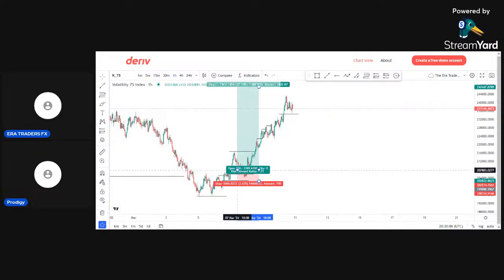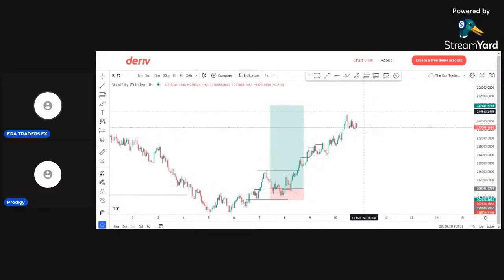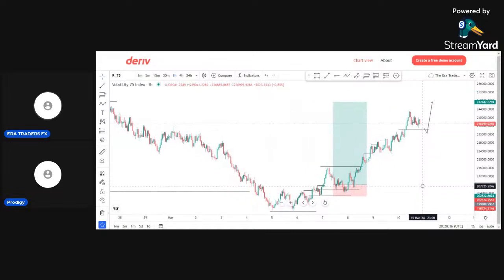But currently, what's price doing? I'm targeting this equal highs because that's the drawn liquidity. So what's currently happening now? We just wait for price to come into this line, which is around 234640. Then we'll be looking out for buys into our overall target. So basically, that's it.